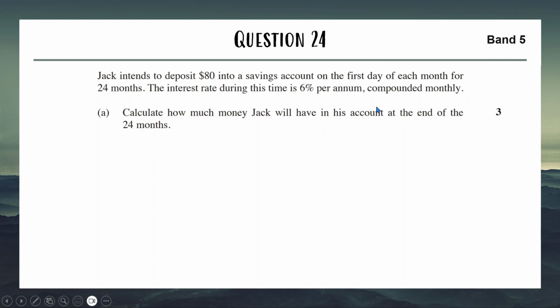So straight away, we are compounding monthly, which means all of our calculations are going to be in months. So we're going to start off by turning our per annum interest rate into a monthly interest rate by dividing it by 12. So 6 divided by 12 is a half, so we have 0.5% of interest each month throughout the year.